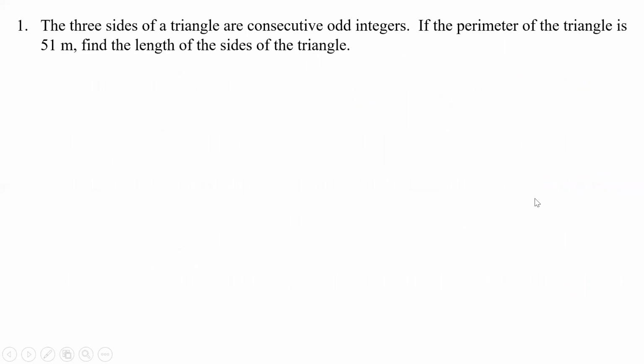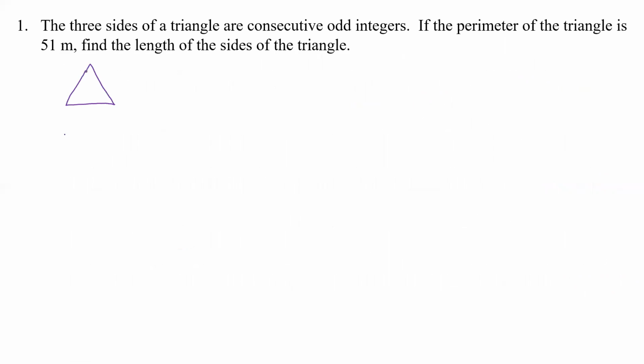So that's how we're going to solve these problems, because the problems will ask, in this case, the 3 sides of a triangle are consecutive odd integers. And so what does that mean? Well, let's draw our triangle. Before we even read the rest of the problem, let's draw the triangle and see what it tells us.